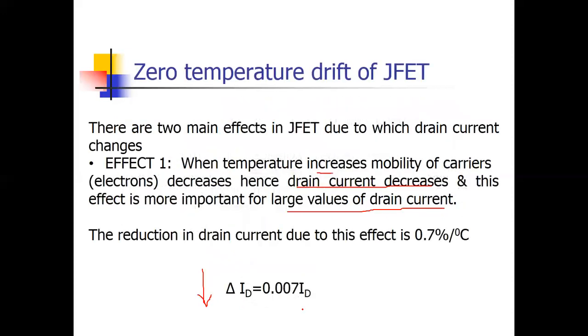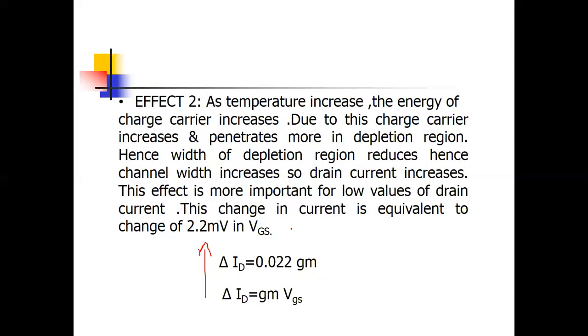So again listen: when the drain current is very high and temperature increases, the current reduces by 7%. When the current is very low and temperature increases, the current increases by 0.022 GM. So ultimately current is increasing in one case and decreasing in the other.